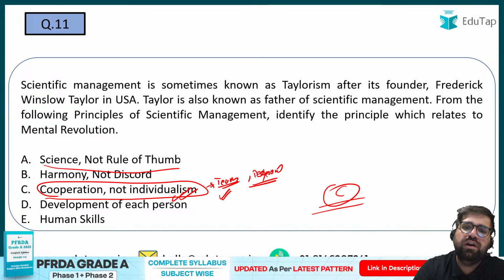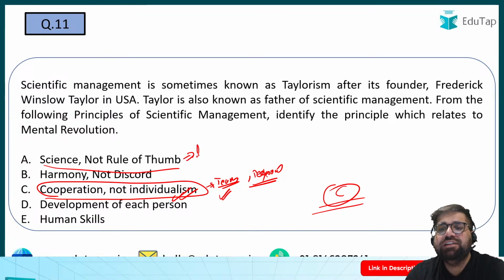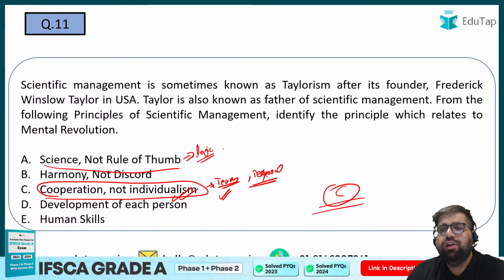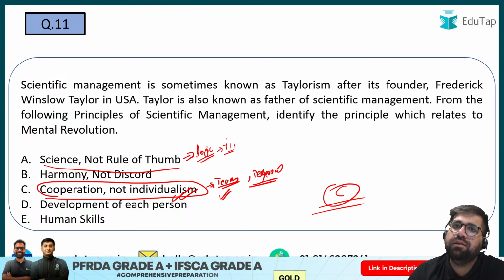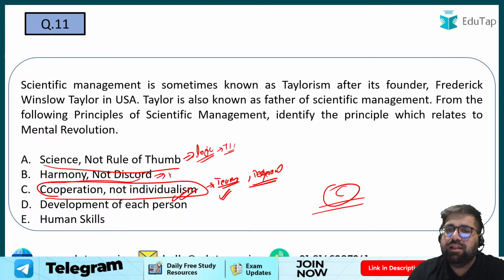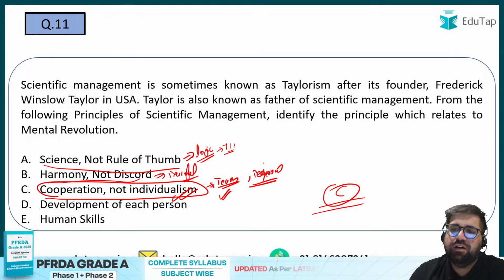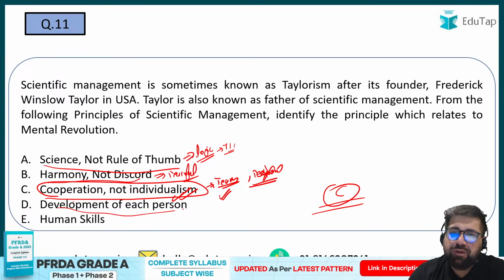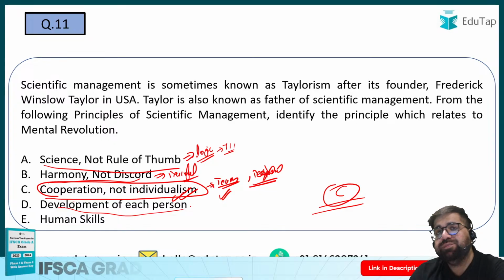Science, not the rule of thumb, basically explains that everything needs to be done through logic. You cannot just use the method of hit and trial. That is not allowed in scientific management. Harmony, not discord, basically means that you have to be peaceful. Cooperation, not individualism: teamwork and not personal gains. Development of each and every personnel to the highest potential level.